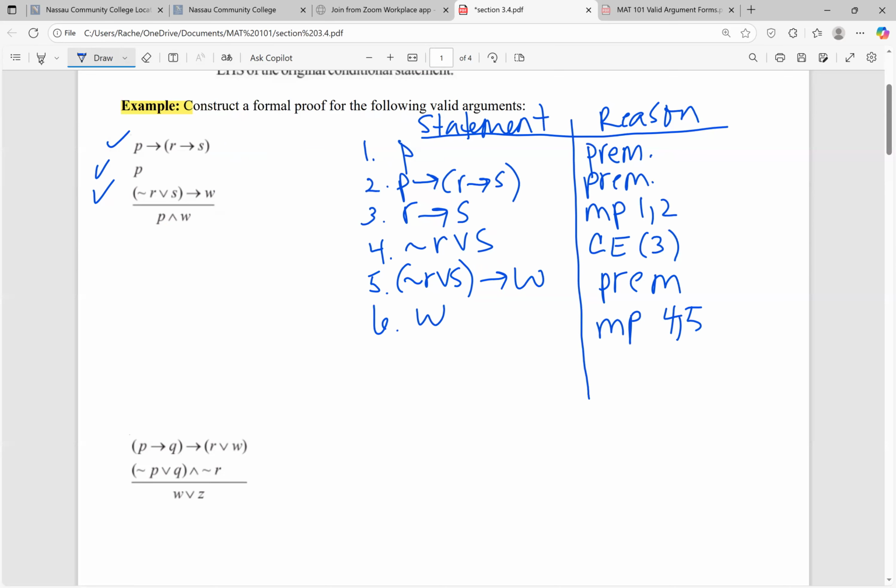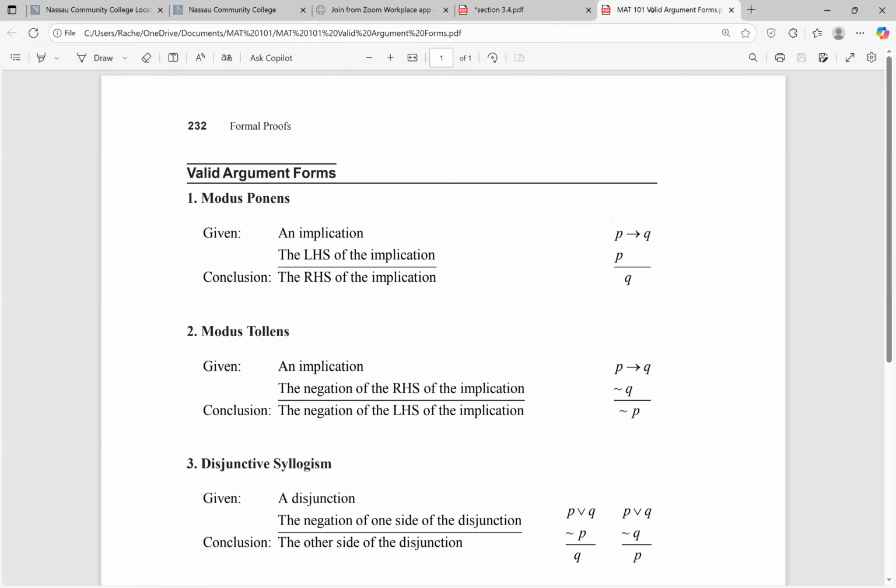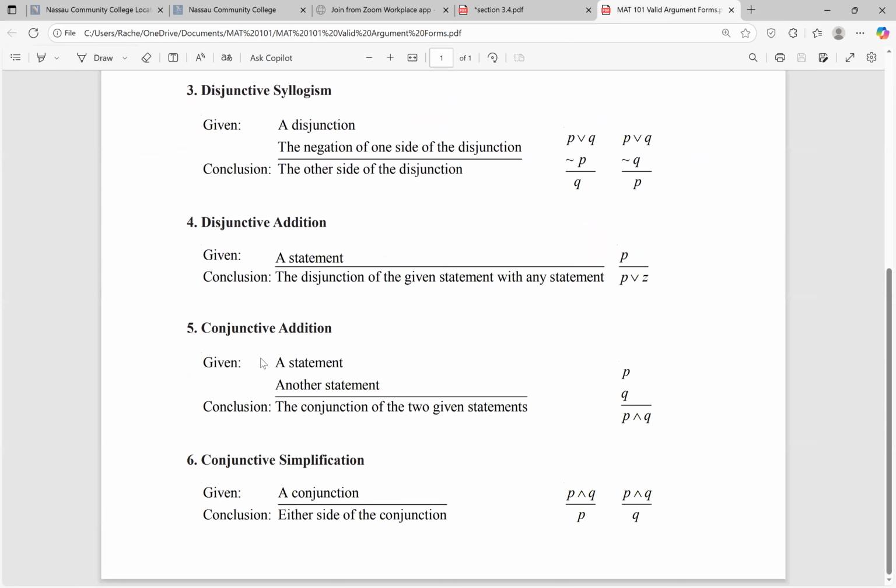Now we just need to show the conclusion is true. The conclusion is P and W. And I know P is true, right, from statement 1. I know W is true from statement 6. And remember the conjunctive addition, right? So if we go back over to our valid argument forms, we have the conjunctive addition, right?